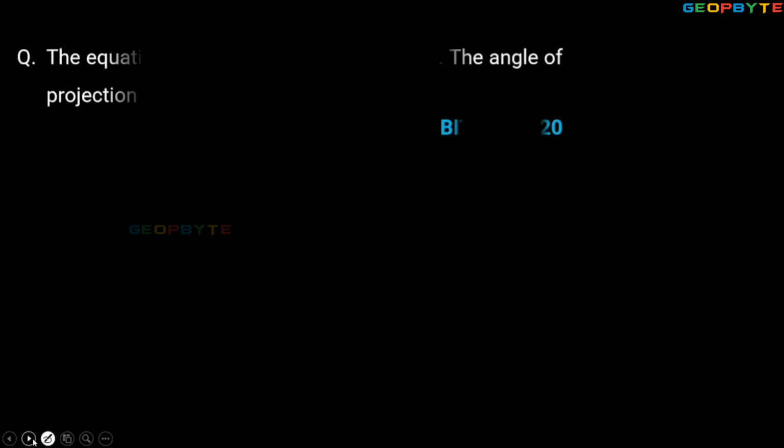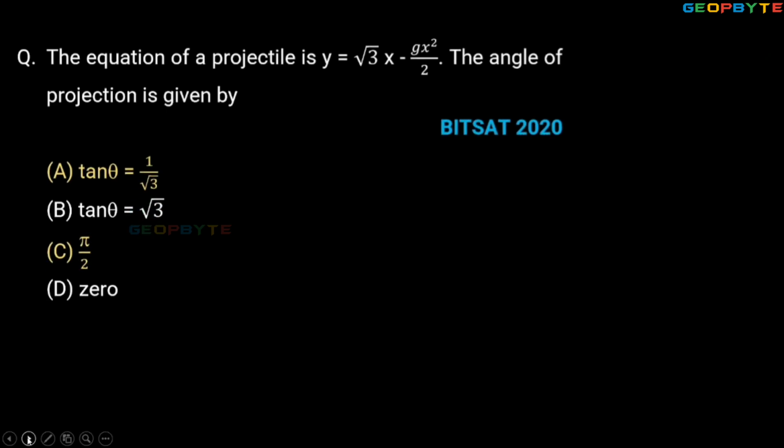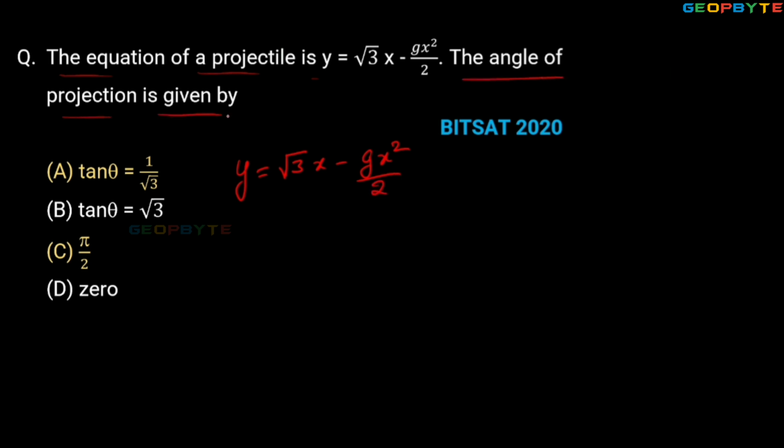Similarly, let us take another important problem. Okay, look at the screen. It is asking like this. The equation of a projectile is, look at the equation given, y equal to root 3 x minus g x square by 2. The angle of projection is given by, you're asked to decide the angle of projection.